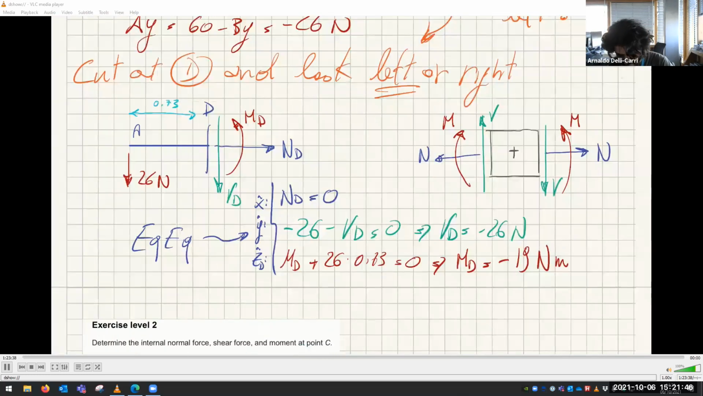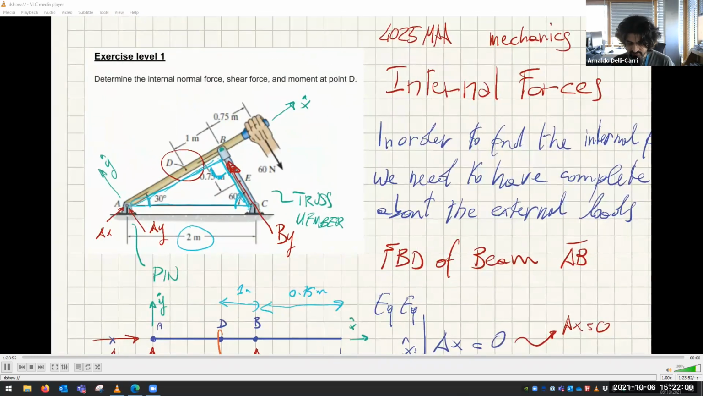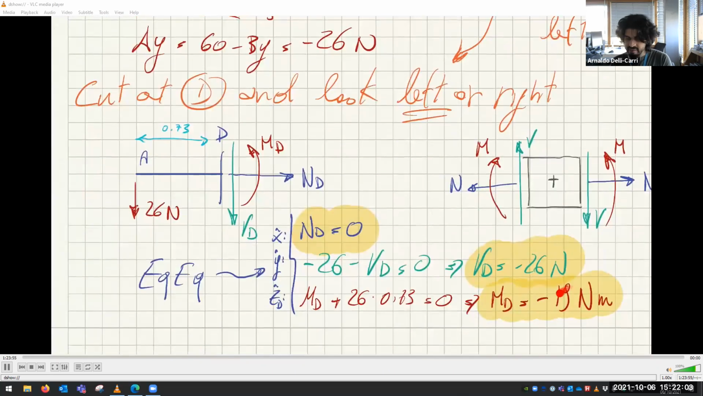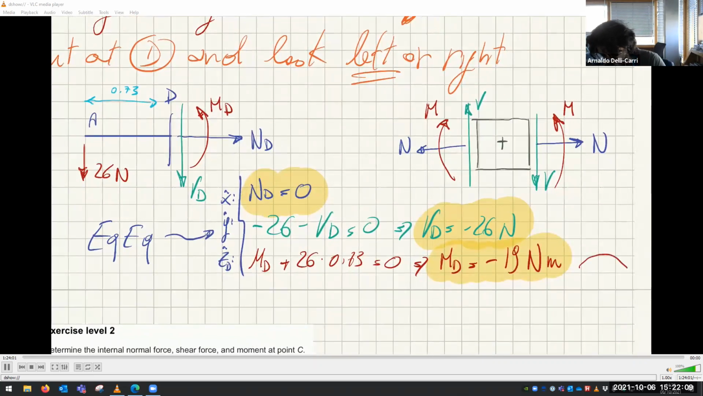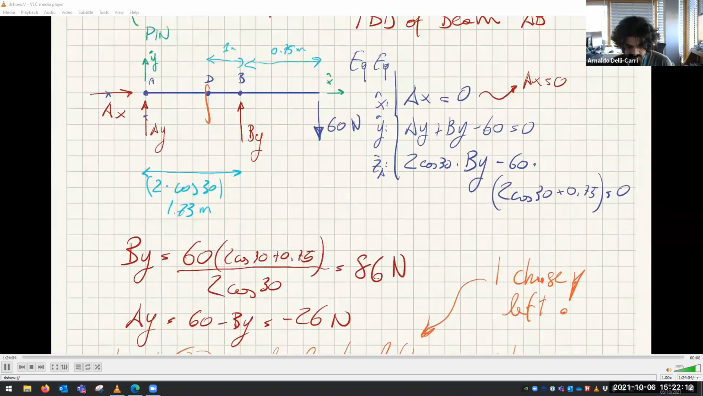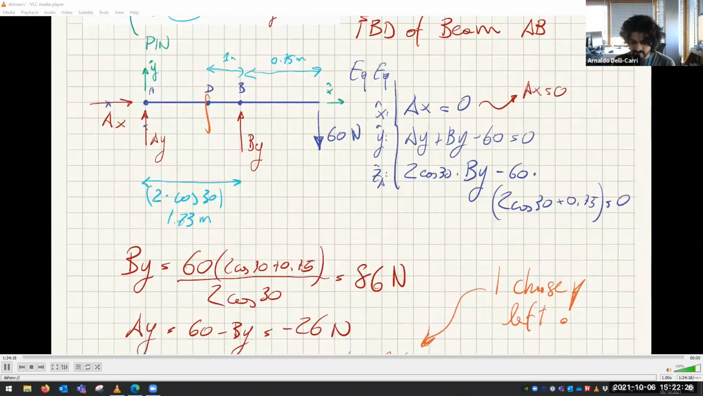There you go, found. So these are the results. Normal force: there is no tension or compression at this point. We have some shear and we have some moment. Now, what is the bending moment? Bending moment means this beam is frowning. In fact, if I look at this action here, this tends to curve the beam in this direction. So the beam is frowning. All right, any questions on this?